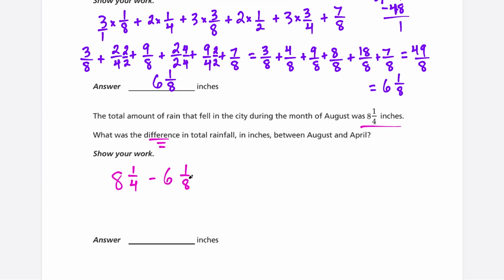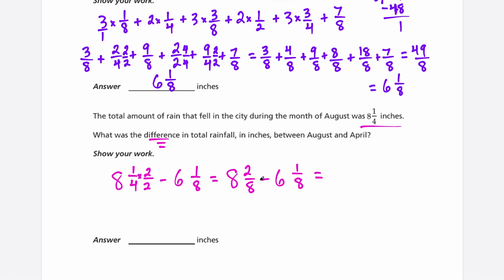Now, for this one here, what we could do is we could find common denominators for these two fractions. And I could get that just by multiplying this first fraction here by 2 over 2. So I'll just make a little bit of space here. So we're going to subtract, but I'll make space so that we have room to make common denominators. I'm going to multiply this first fraction, 1/4, by 2 over 2. So now this turns into 8 and 2/8 minus 6 and 1/8.